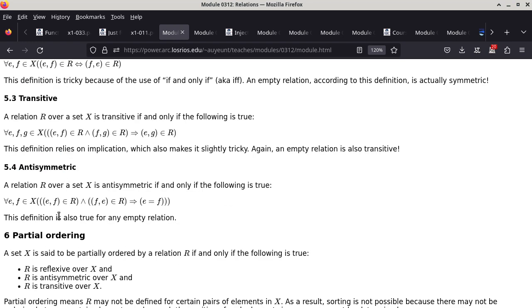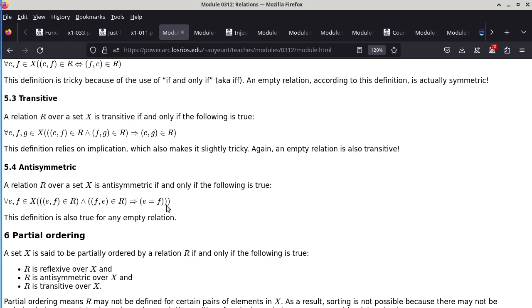Anti-symmetric is one of the weird ones because it says for all E, F in X, in other words, for all the ways to instantiate E as an element of X, and for all the ways to instantiate F as an element of X, E, F is in R and F, E is in R implies E and F are the same. The best way to look at this is to ask, can I find a reason to say that this R is not anti-symmetric? In other words, can I find a way to make this implication false? Are we good so far? Can you guys remember this portion here?